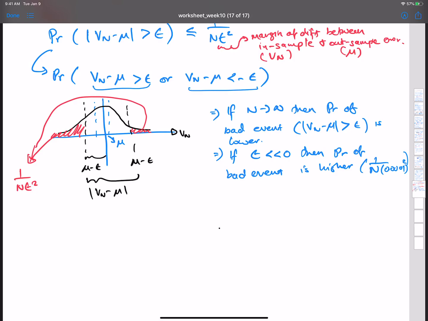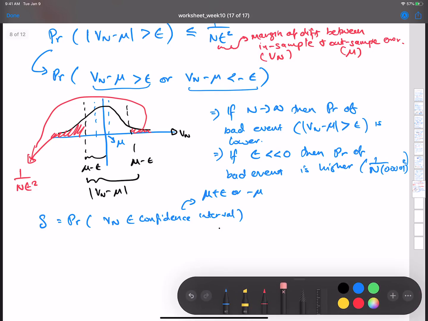So what does this all mean? Let's say delta is the probability that your in-sample error is within the confidence interval. What I mean by the confidence interval is that you're between these values, mu plus epsilon, or you're in this gap. So let me just write it properly.